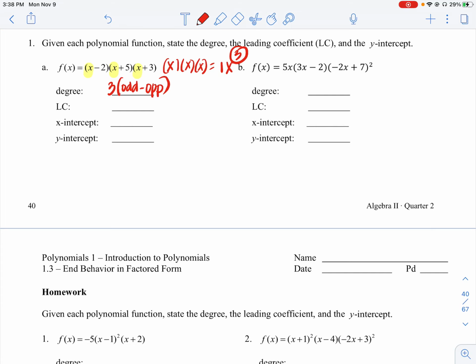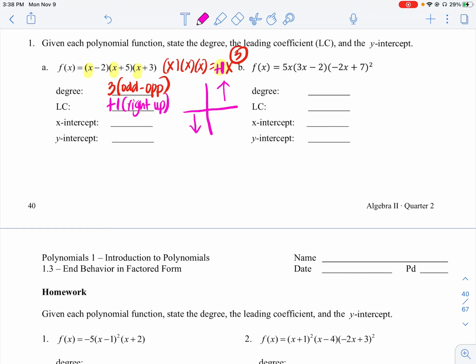For my leading coefficient, this one right here is, in this case, a positive 1, right? Positive 1. And because my leading coefficient is a positive number, that means on the right side of my graph, it's going to be up. And because the degree is odd, meaning they have to be in opposite directions, the left side here is down. Done. I got my degree and I got my leading coefficient.